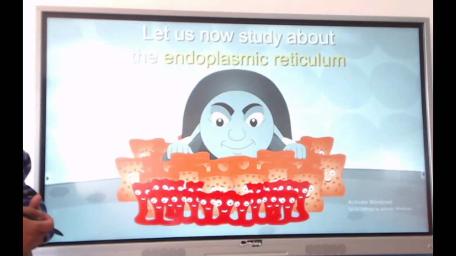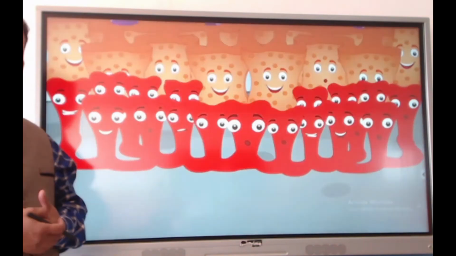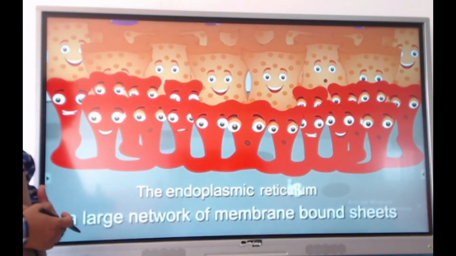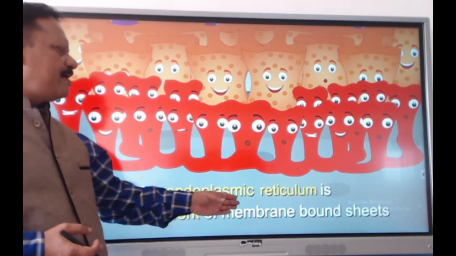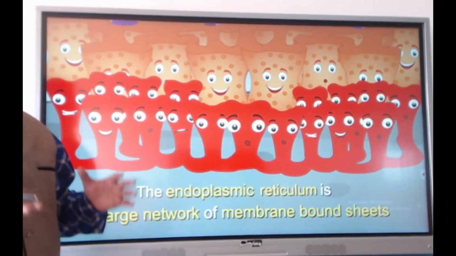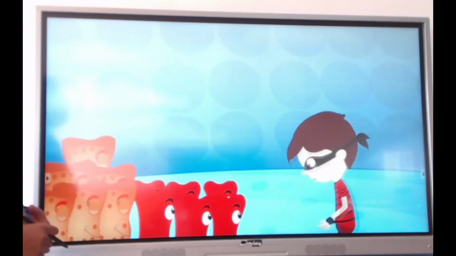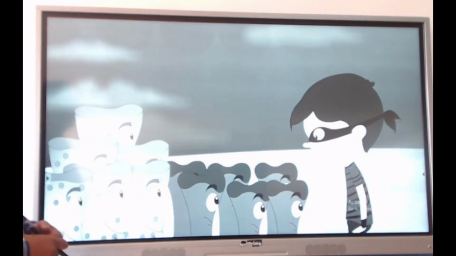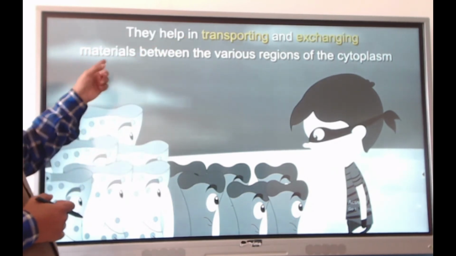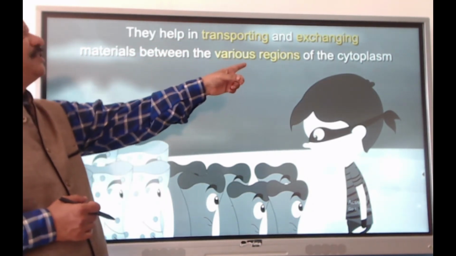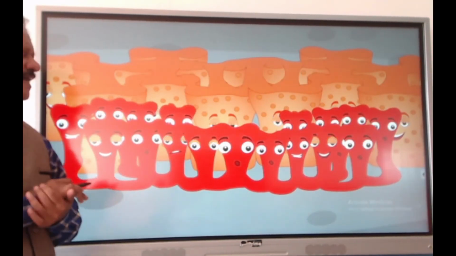Now see the endoplasmic reticulum. The endoplasmic reticulum is a large network of membrane-bound sheets. So it is covered with membranes. Now see, they help in transporting and exchanging materials between the various regions of the cytoplasm.